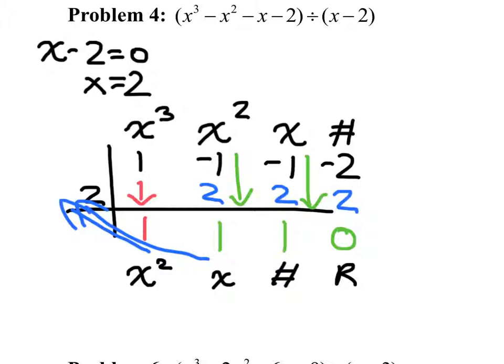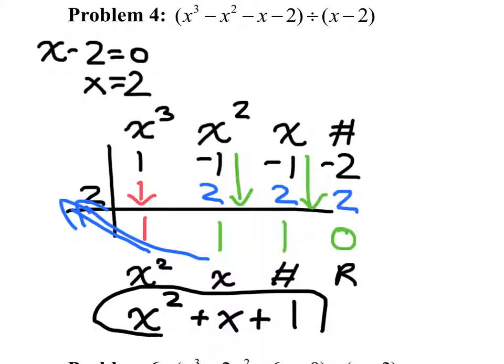the quotient. So x to the third minus x squared minus x minus 2 divided by x minus 2 is x squared plus x plus 1. And then since there's no remainder, I don't have to write anything else besides that.